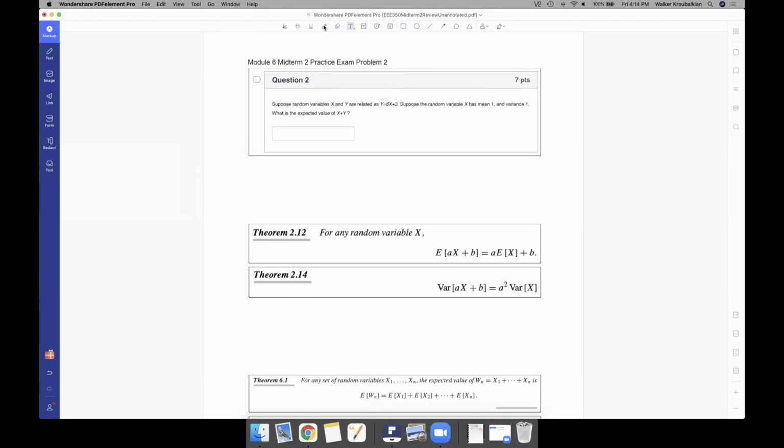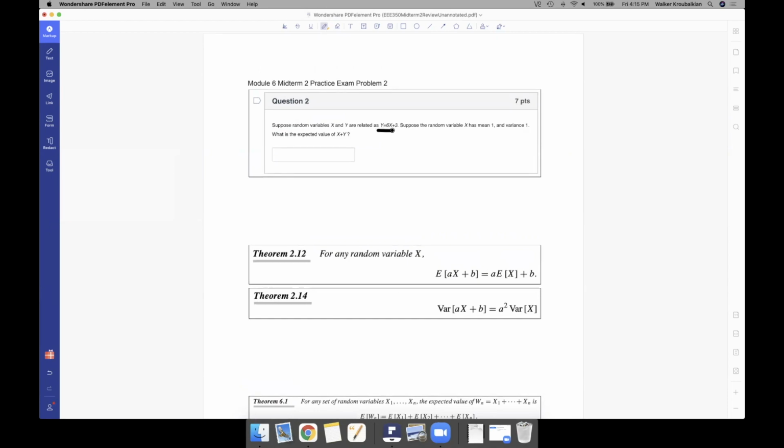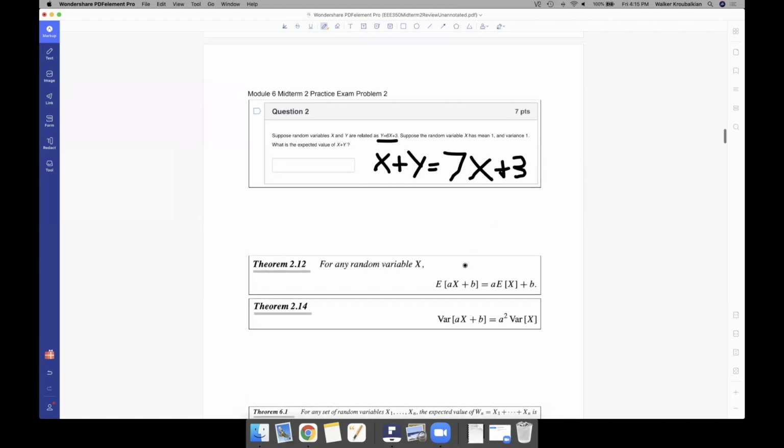So I have here some good equations for the expected values of derived random variables, right? If we know y is 6x plus 3, then x plus y is just going to be 7x plus 3, right? So our sum is just going to be 7x plus 3. And if we want to use this formula, because we're trying to find the expected value, then a would be 7.